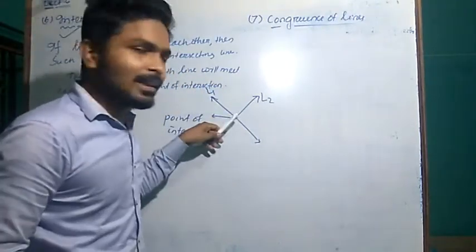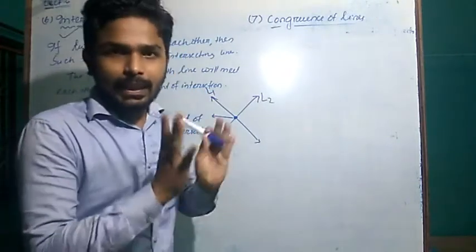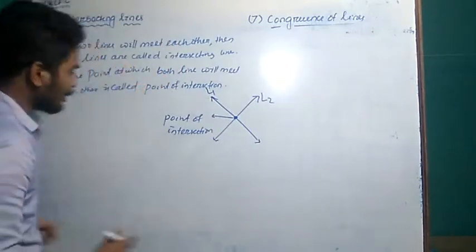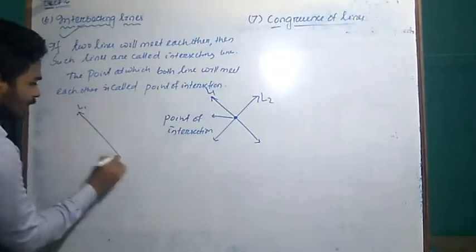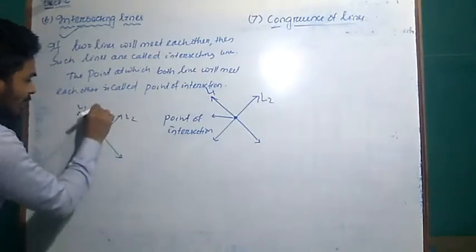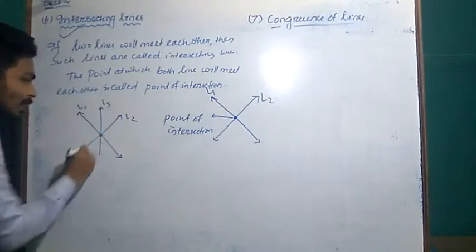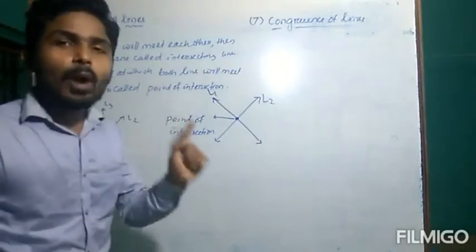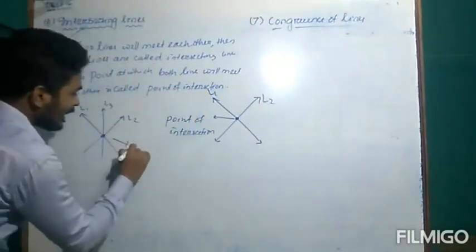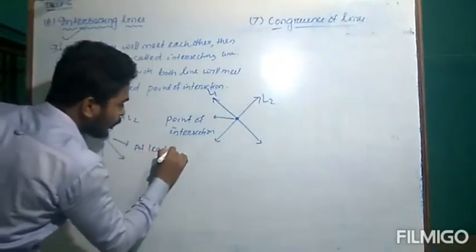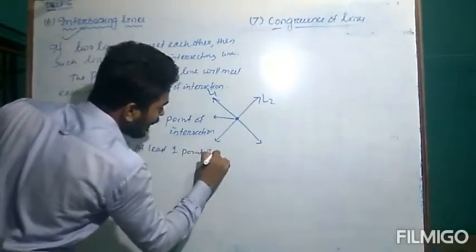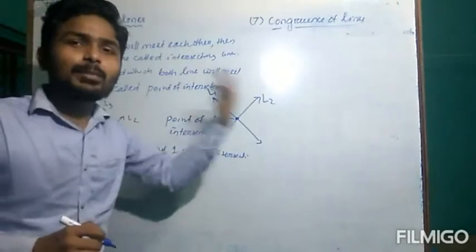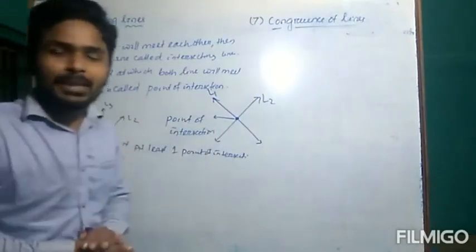So if we draw two lines, then they have at least one point of intersection. But if we have three lines, line L1, line L2, line L3, then also you get only one point of intersection. So three straight lines have at least one point of intersection. Then we have to find at best, or at most, at how many points they can meet each other.